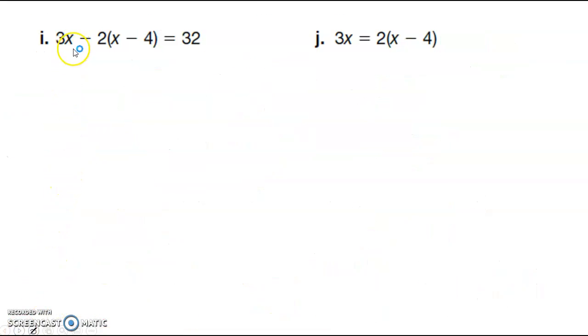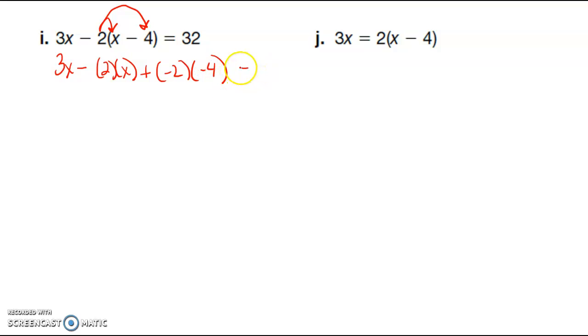Oh boy. Okay. So first thing I have to do here on both of these is to distribute. So let's distribute that. 3x just comes down. Minus 2 times x. Let's see. Yeah, we'll do plus. Negative 2 times negative 4.